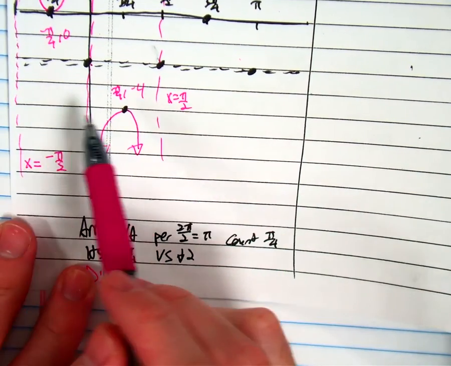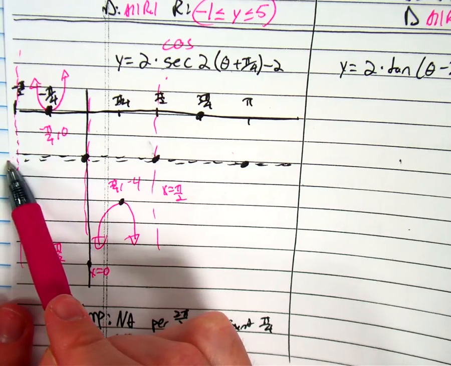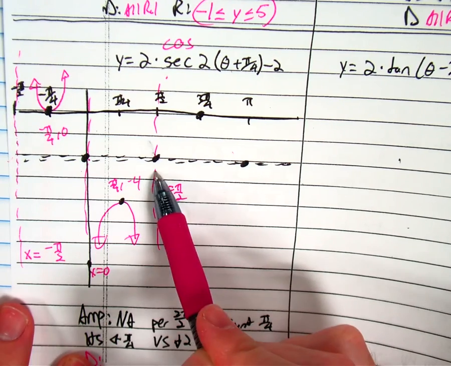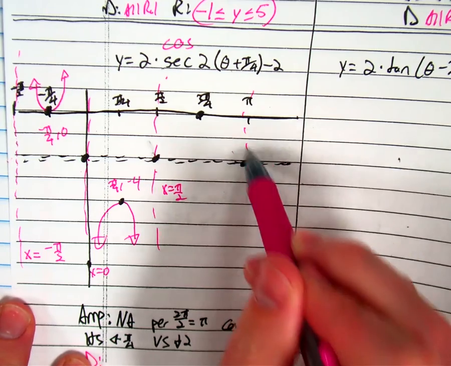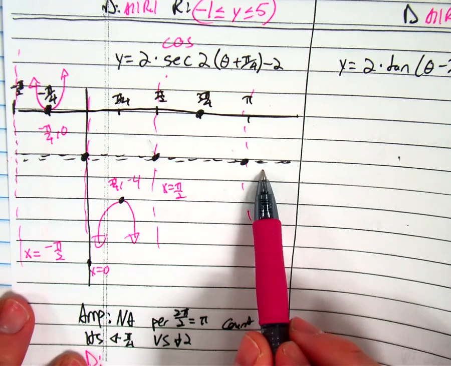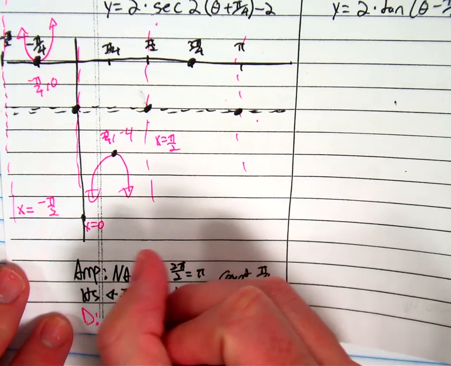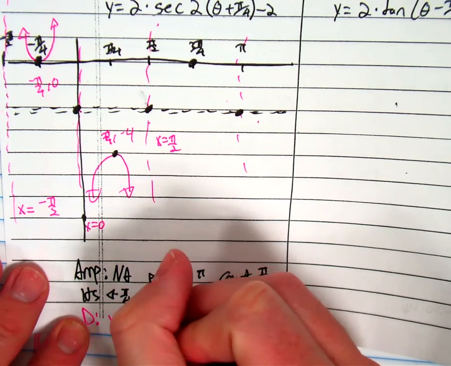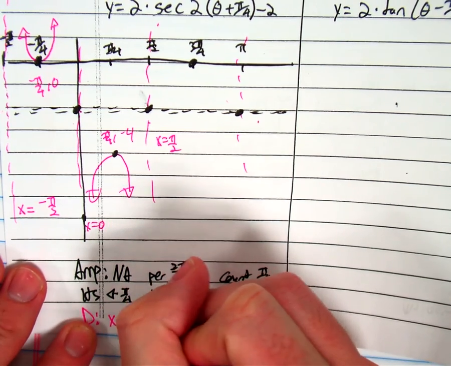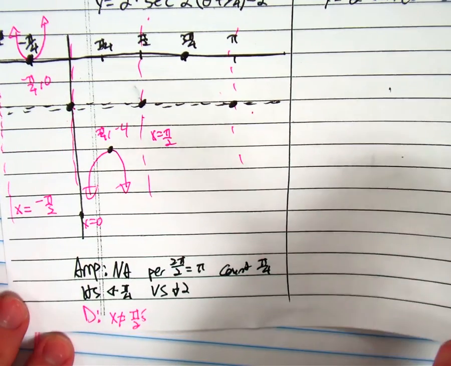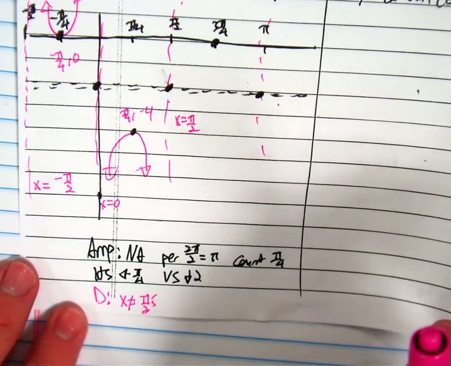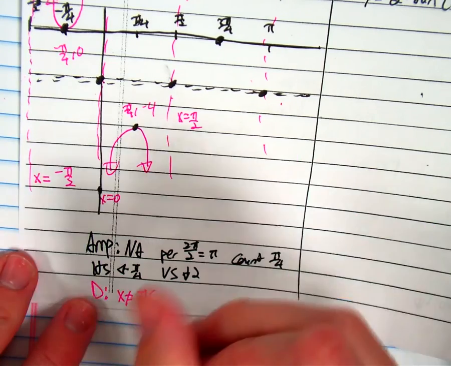Domain, kind of a tricky one. Asymptotes are at negative pi over 2, 0, pi over 2. If we would have kept going, this one would have been it. That's 1 pi, or also 2 pi over 2. So it ends up being all the x's that are not equal to the pi over 2's. Everything except the multiples of pi over 2.